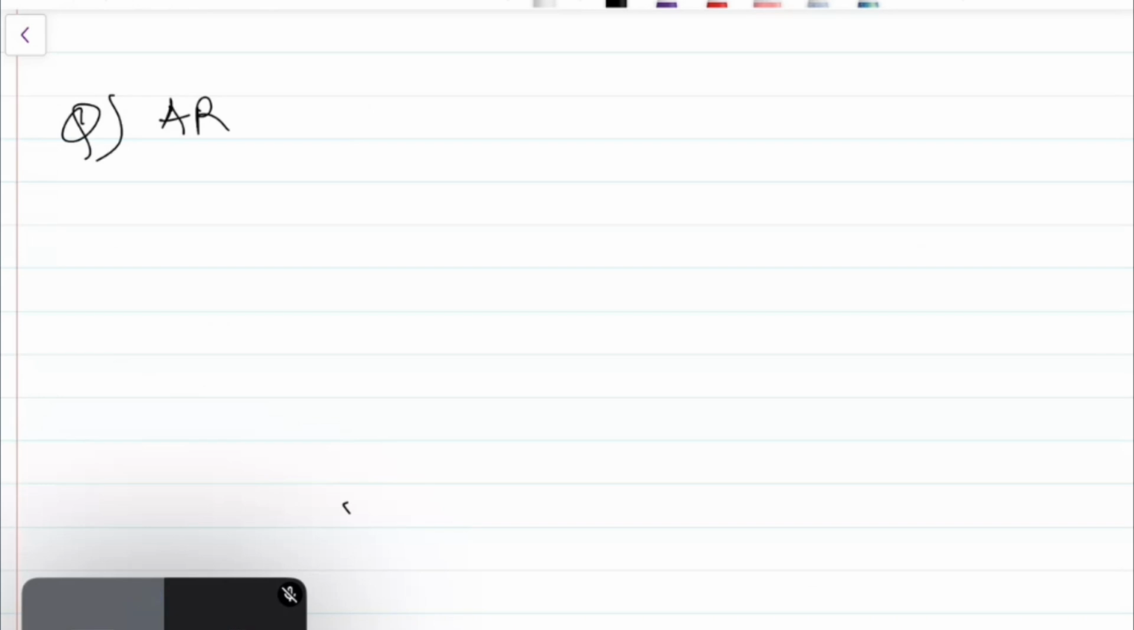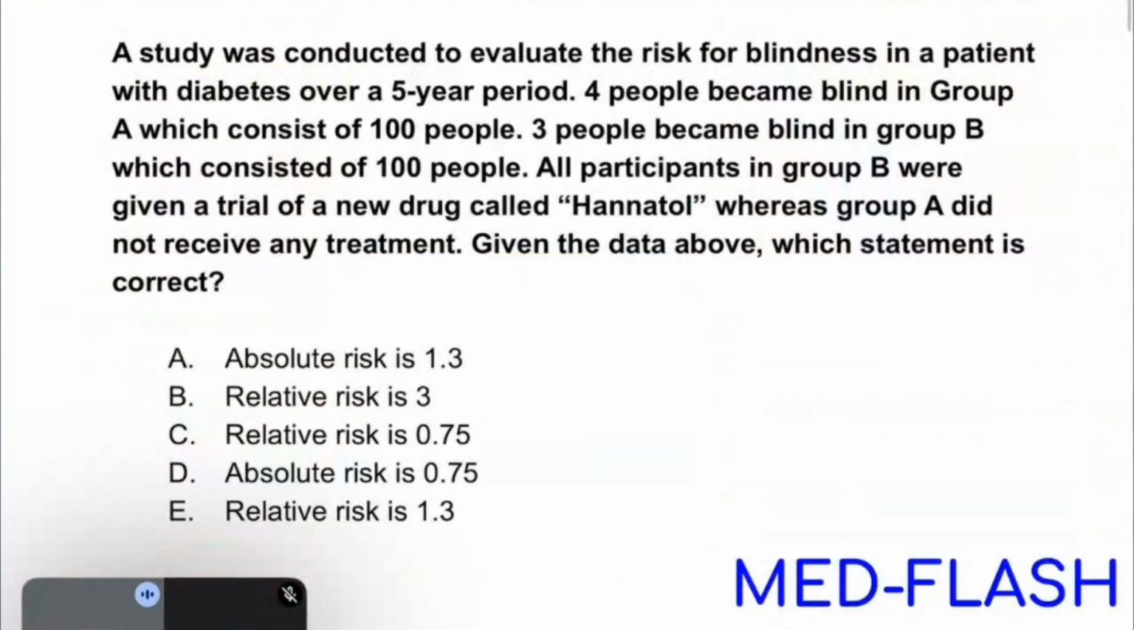Absolute risk is what? Risk, not absolute risk reduction. As I had told you, absolute risk is never a differential quantity. It is always an isolated quantity. If they're asking you absolute risk, it cannot be a value like 1.3 or anything. If they would have asked absolute risk of group B or absolute risk of group A, then we had to calculate the absolute risk. But in this case, they haven't done that. If they would have asked us absolute risk reduction, we would have to calculate the absolute risk of group B and then subtract it from the absolute risk of group A. But in this case, the answer can't be absolute risk. So ruling that out, I know it is either B, C, or E. So it made my job easier.